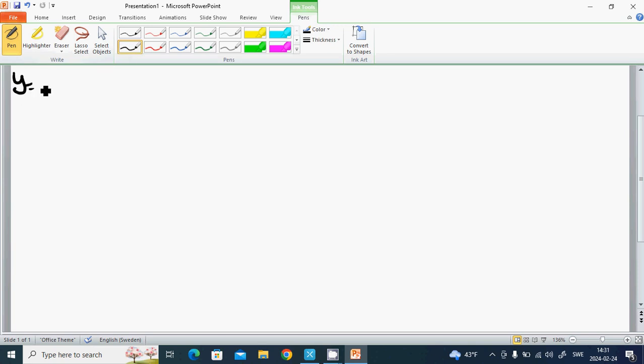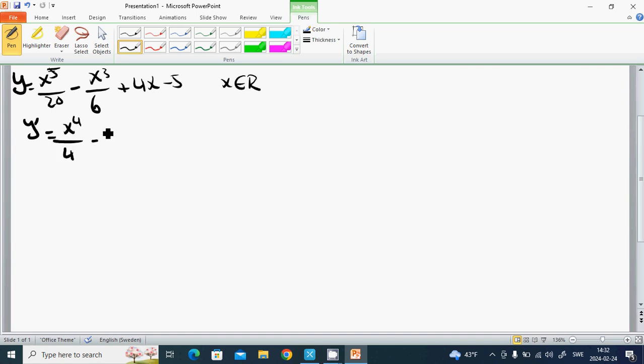y equals x^5 divided by 20 minus x^3 divided by 6 plus 4x minus 5, x in R. Then we are going to make it: y prime is x^4 divided by 4 minus x^2 divided by 2 plus 4x plus 4.